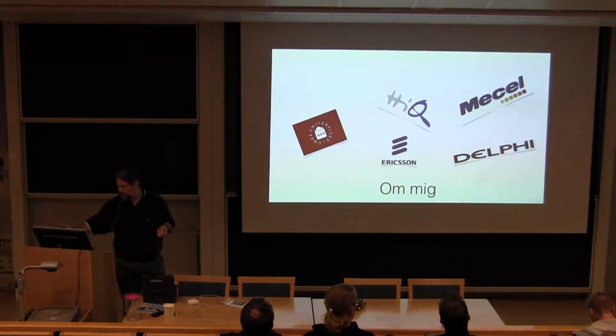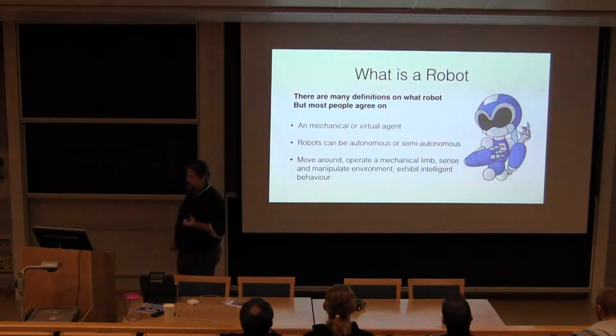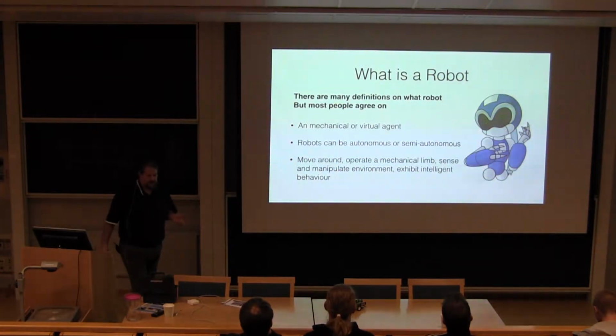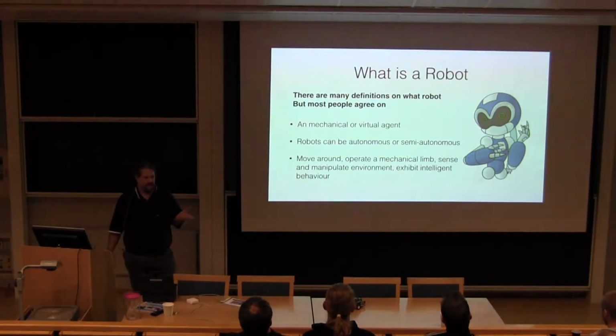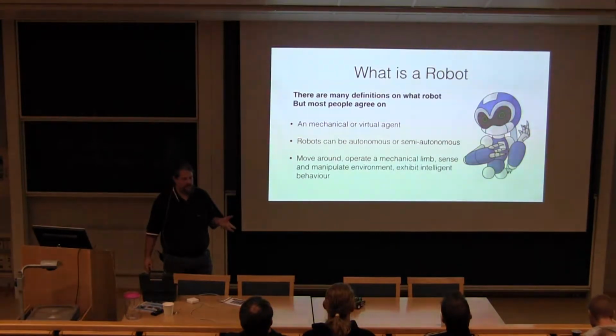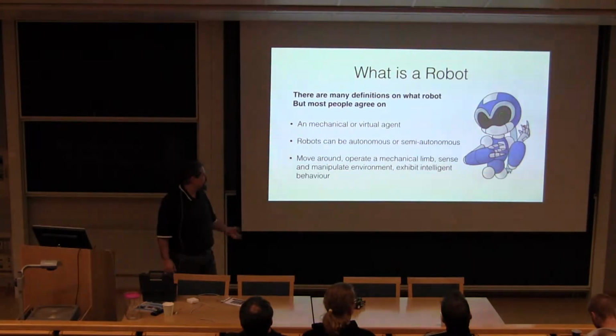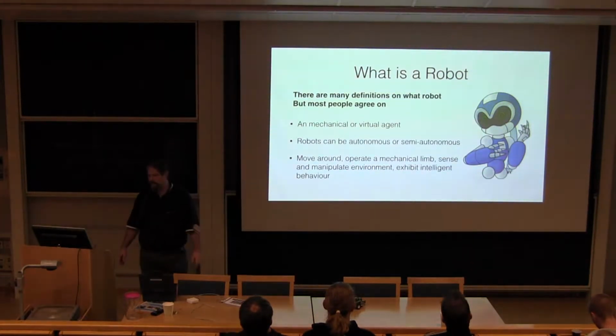That was very short. Let's go over to what is a robot. There are many definitions of what a robot is, but I think these 3 parts, most people are agreeing on. It's a mechanical or virtual agent. So a robot doesn't have to be anything physical. It could also be something that reads out web pages or something like that. That's also a robot. So it's some kind of agent working on its own.